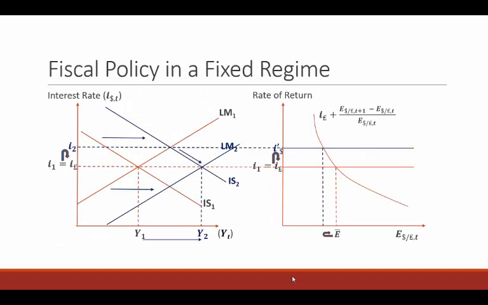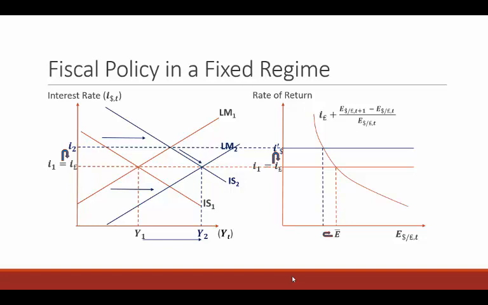Again, pay close attention to the arrows. As government spending is increased, the IS curve shifts out to the right from IS1 to IS2. Aggregate demand has increased and is causing output to increase from Y1. This causes interest rates to rise from I1 as we move along the LM1 curve.